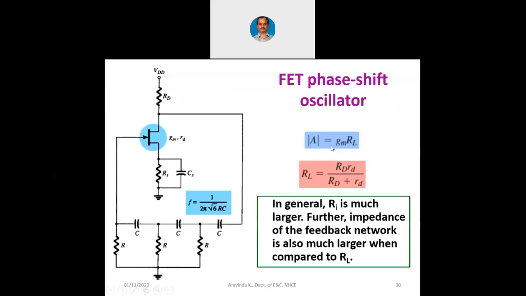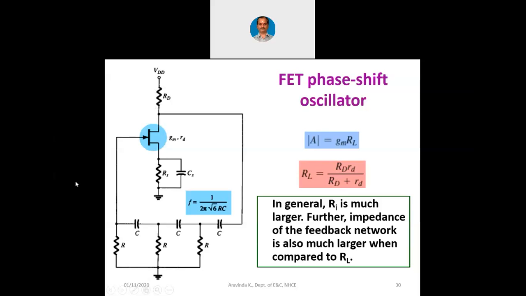See, there is this formula for A. A equals gm into RL, whereas RL is nothing but capital RD into small rd divided by capital RD plus small rd. Now this capital RD is given. Sorry, capital RD is not given. Small rd is given. And A is not given. We have to find out this capital RD. Gain of the circuit is not given, because the value of RS is also not given.